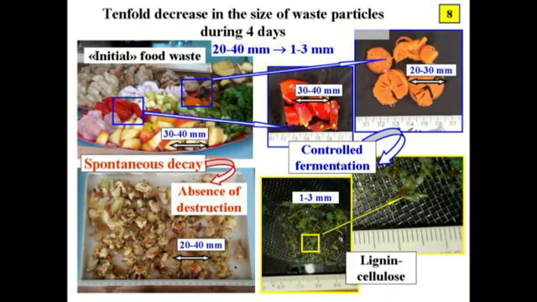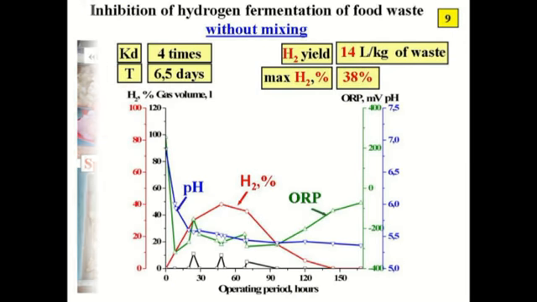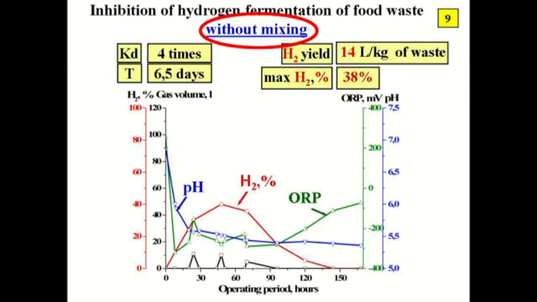Destruction of waste is a key aspect of any successful biotechnology. The figure shows high efficiency of waste particle degradation. Waste particle size was reduced 10 or 20 times during 4 days of controlled fermentation. On the other hand, spontaneously decaying particles retained their size for months. Biohydrogen synthesis and waste destruction were completely suppressed during fermentation of wood waste without mixing.